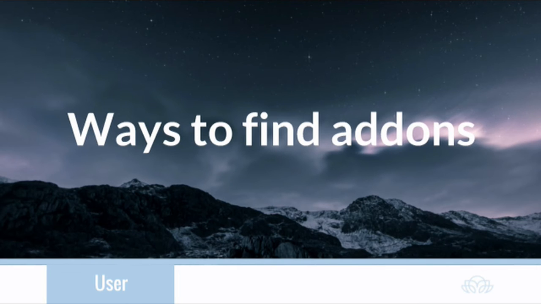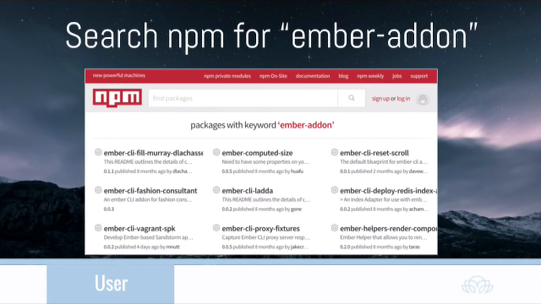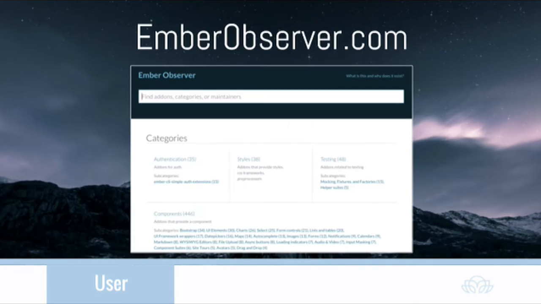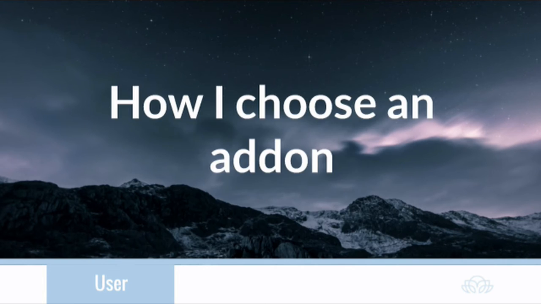Ways to find add-ons. I'll go through this quickly because Miguel hit on a bunch of this earlier today. You can search npm for the ember-addon tag. You can use ember-addons.com, which has a stream of add-ons as they are released and updated. You can use Ember Observer, which filters out inactive add-ons, categorizes add-ons, and scores them. This is how I choose an add-on, and it's very similar to how Miguel chooses an add-on.